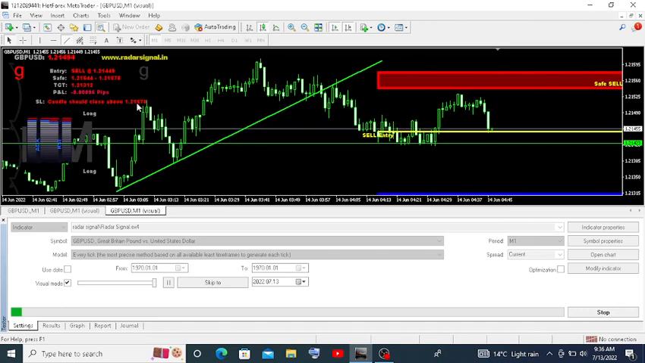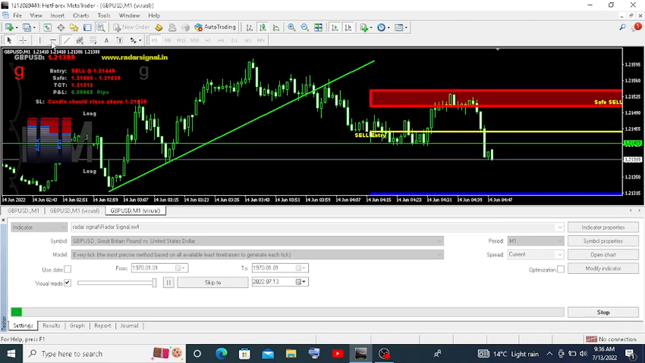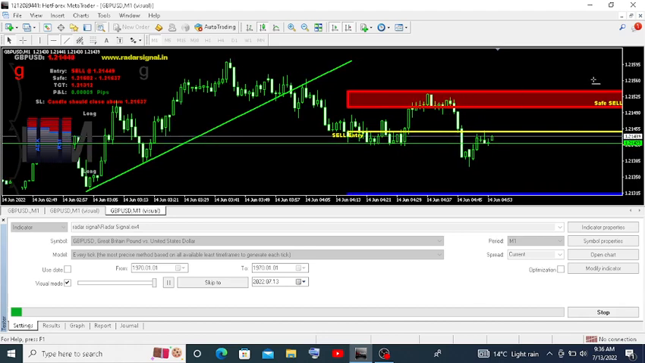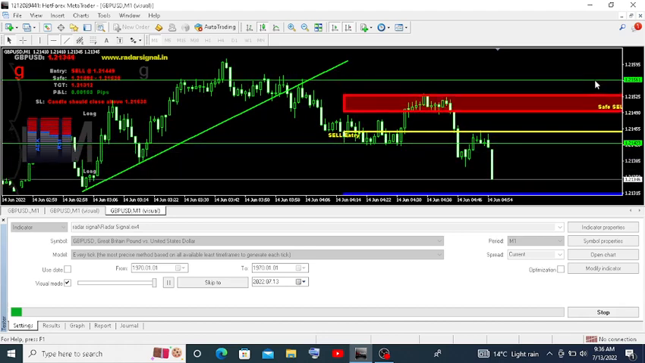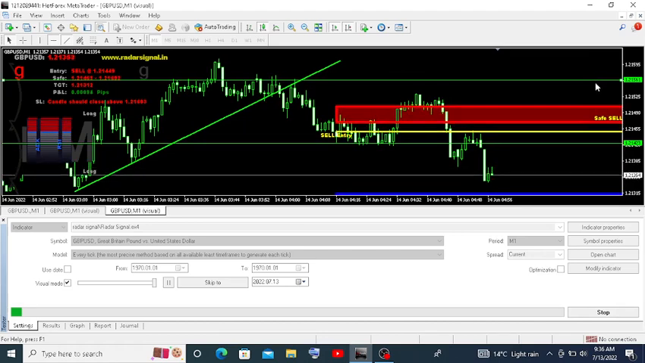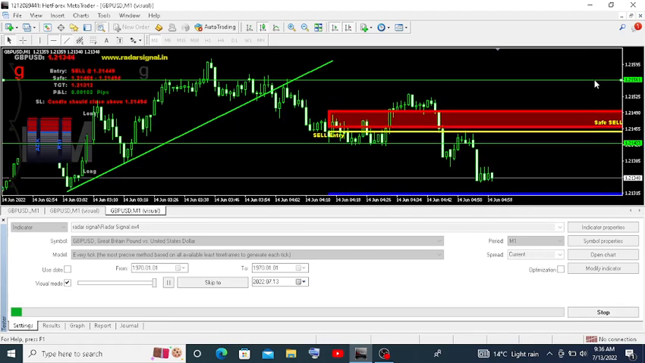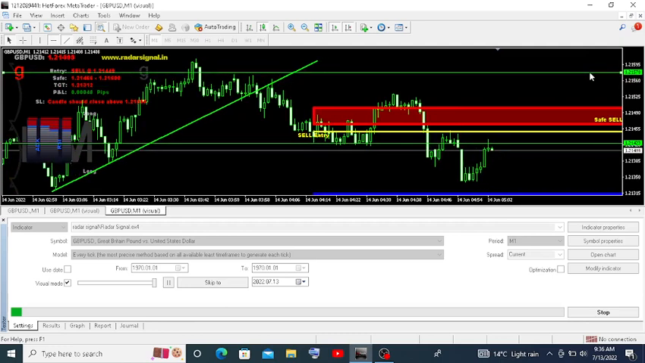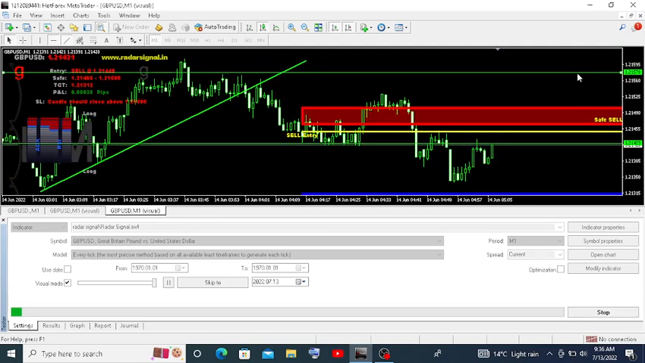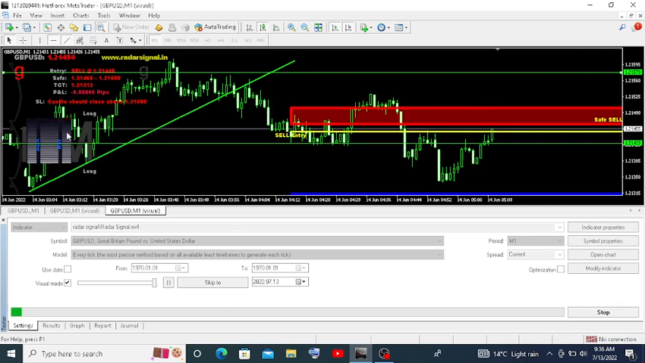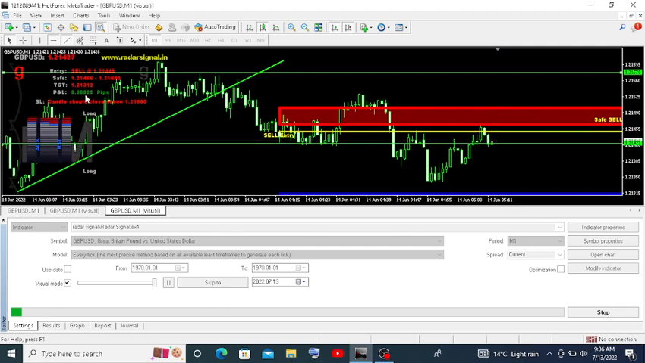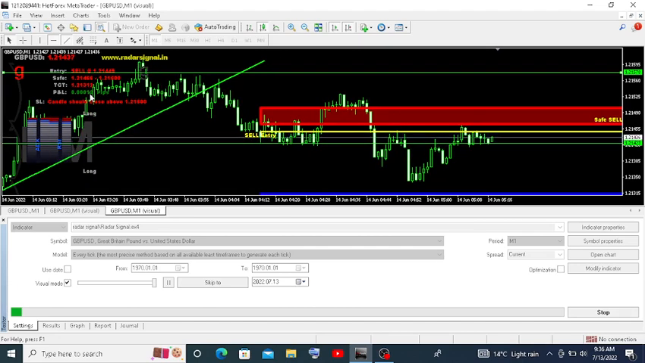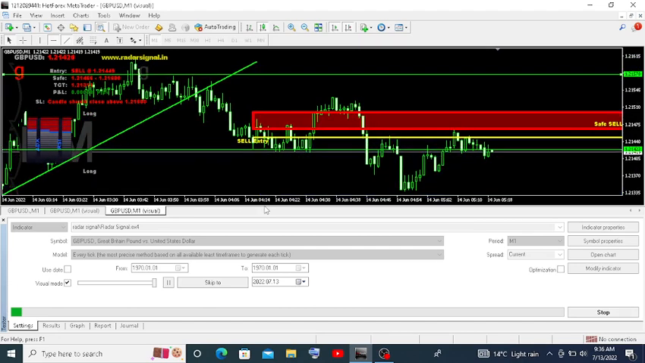Look, 1.21578 should be the stop loss. The stop loss was here, but now look where the stop loss is, 1.21500, and you are what? Look, you are still 2 pips in profit.